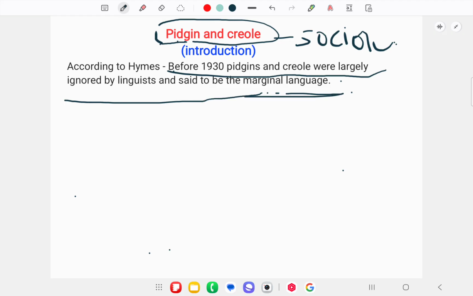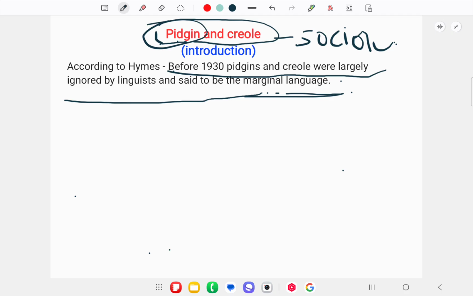In the sense that before 1930, there was no recognition of Pidgin languages, or if there were, they did not accept them as a special language. They just called them marginal languages, which stood over time. So at first we should know what a Pidgin is.